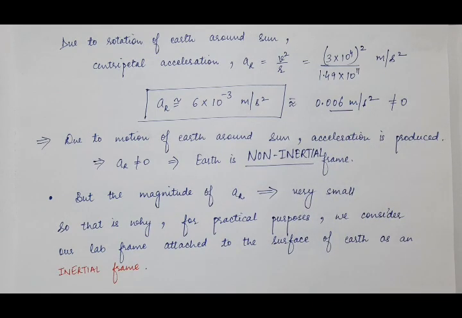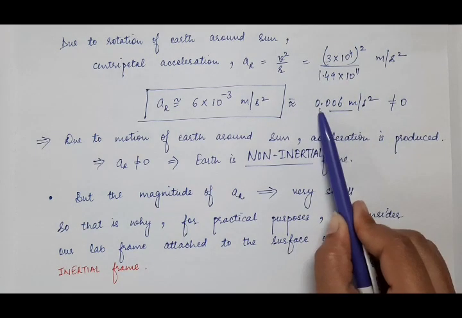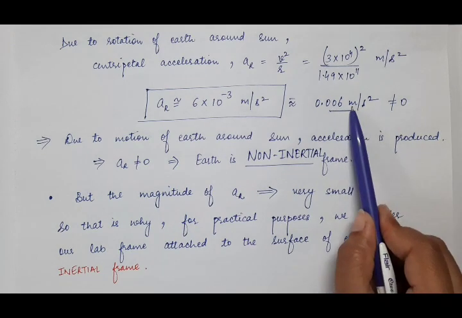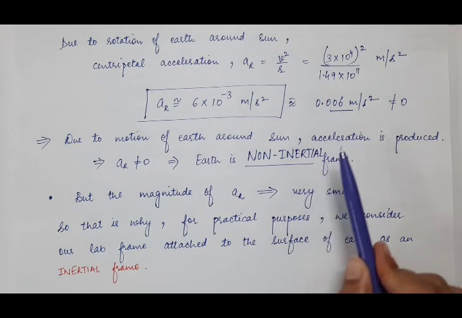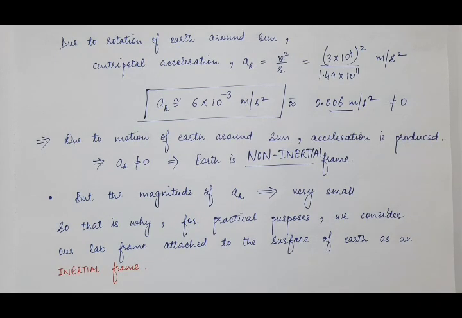But on the other side, from the other perspective, if you see that this value is very small, 0.006, that is why for practical purposes it can be taken as an inertial frame. So that is why we consider all our lab frames, attached to the surface of Earth, to study any phenomena as an inertial frame. So for practical purposes, because this acceleration comes out to be very small, we take Earth as an inertial frame, but actually Earth is a non-inertial frame.